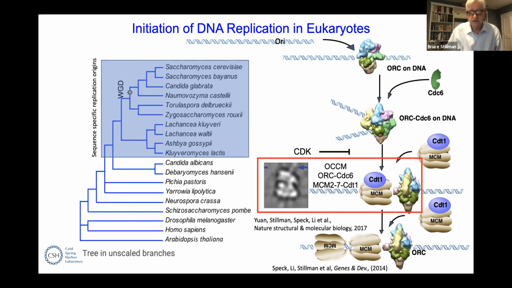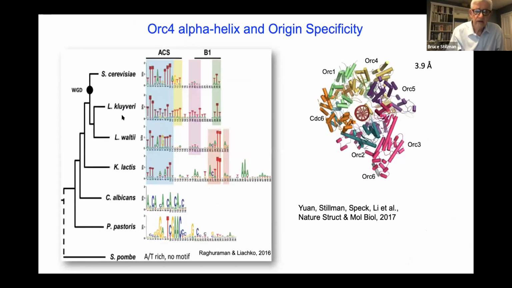And this OCCM structure pointed to the reason why that is. So here are these conserved sequences. You can see that they're not all absolutely conserved, but we chose Saccharomyces to study. And the OCCM showed that there was an alpha helix of the ORC4 structure sitting in a major groove of the DNA. And there were other parts of this, including ORC2, interacting in a base pair specific way with DNA. So this was very informative.